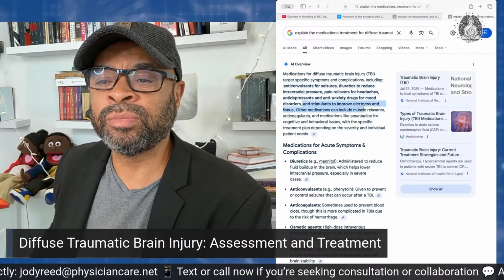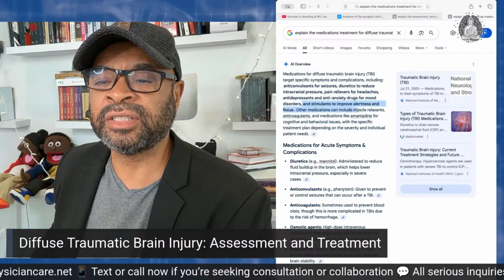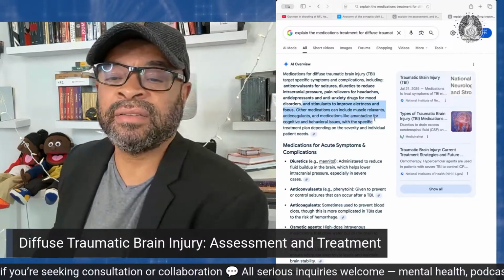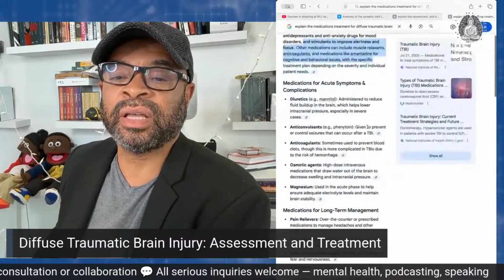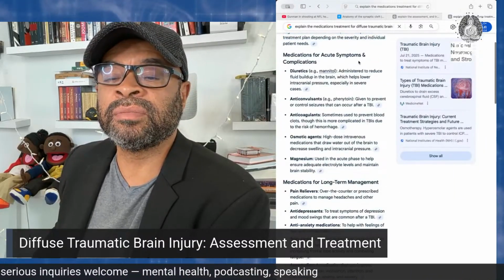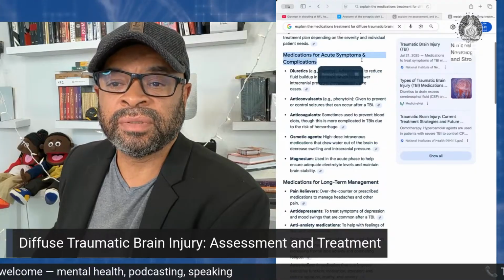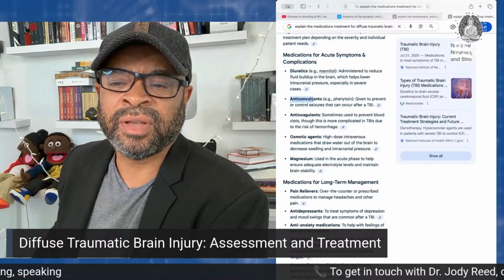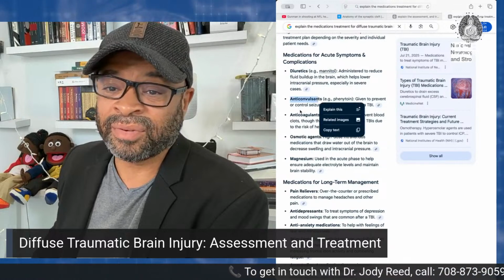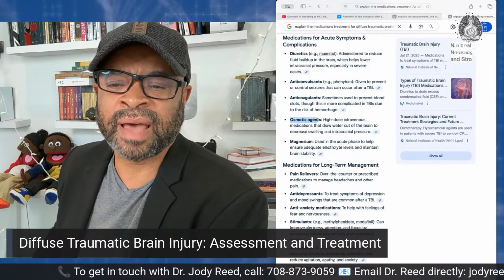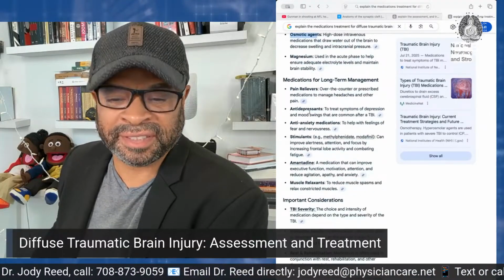And stimulants to improve alertness and focus. Other medications include muscle relaxants, anticoagulants, and medications like amantadine for cognitive and behavior issues. Okay, medications for acute symptoms and complications. Diuretics, leave that to the other team. You have your anticonvulsants. I prefer Depakote. Anticoagulants, we leave that to the medical team. Osmotic agents, the medical team. Management long term, yep, same thing.